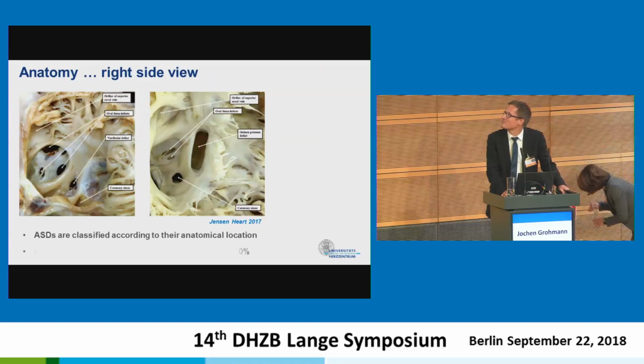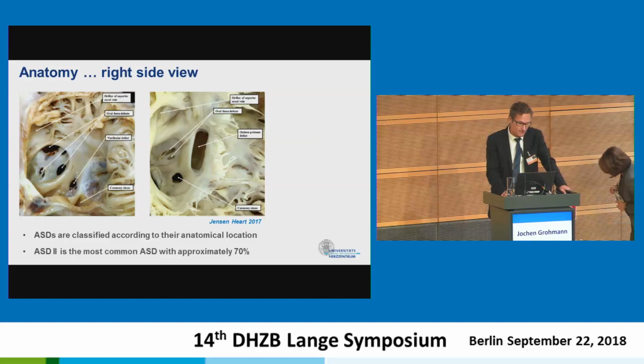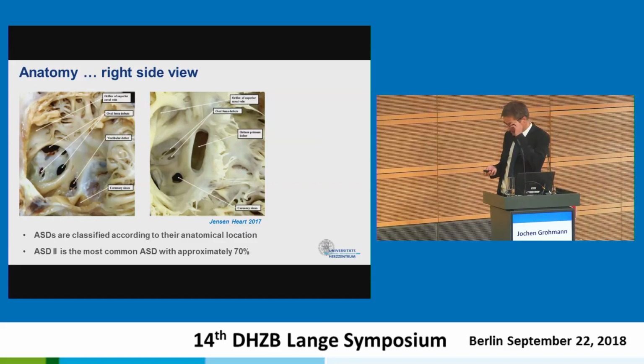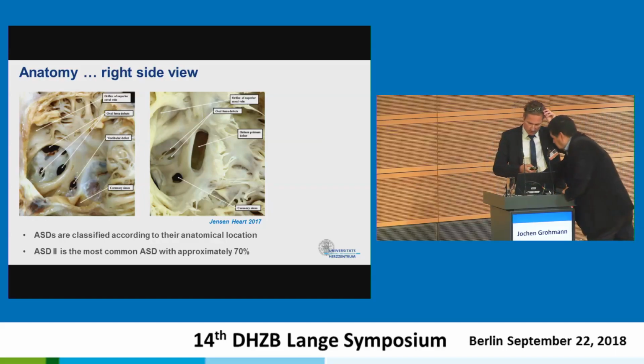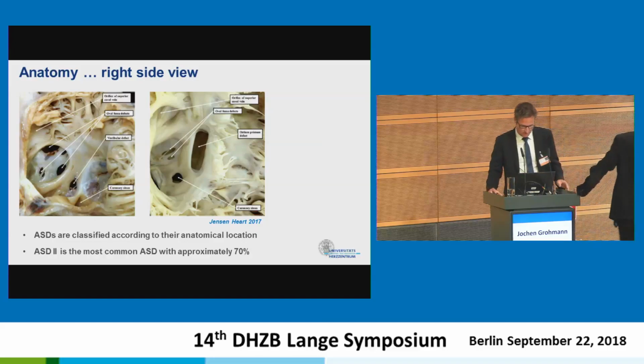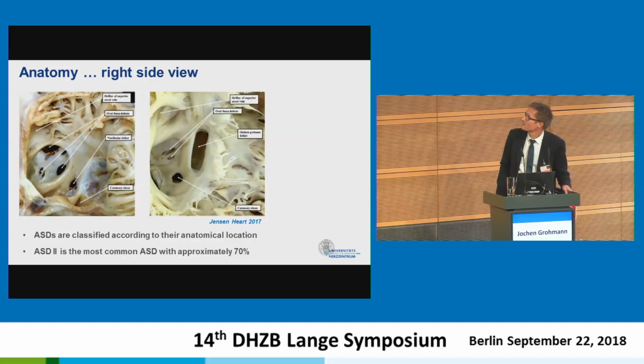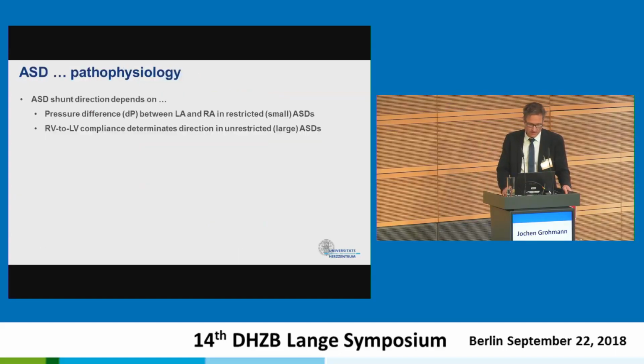So this is true anatomy, right side view. And the oval fossa here on the left panel is perforated by multiple defects, and an additional small vestibular defect is shown as well. And on the right panel, there's a typical true primum defect and additional oval fossa perforations as well.